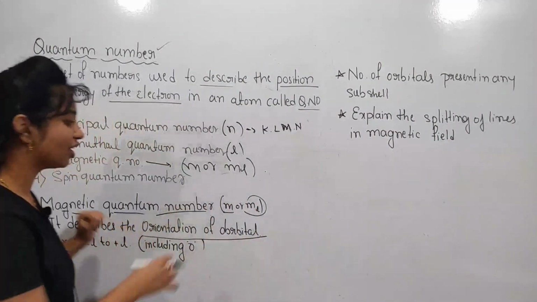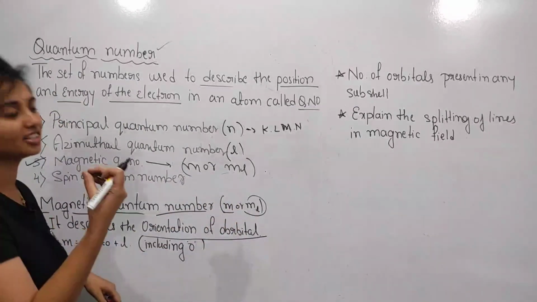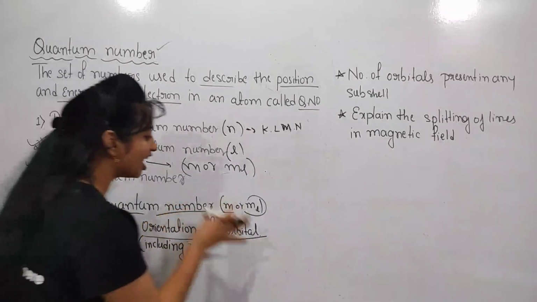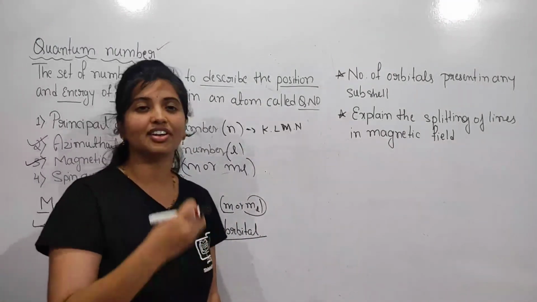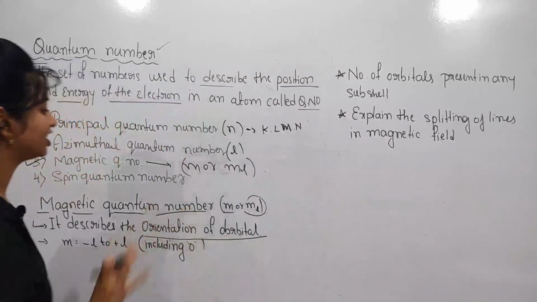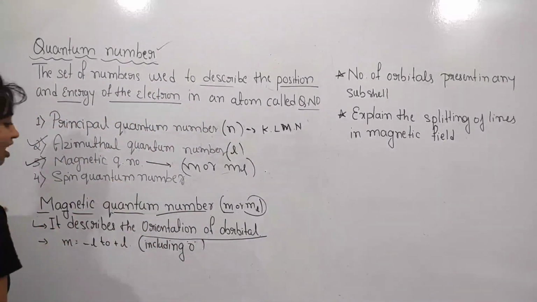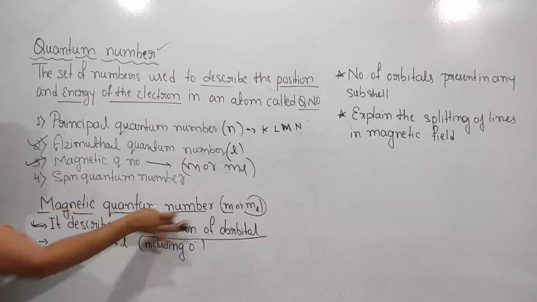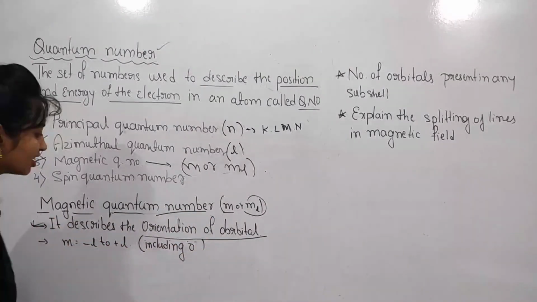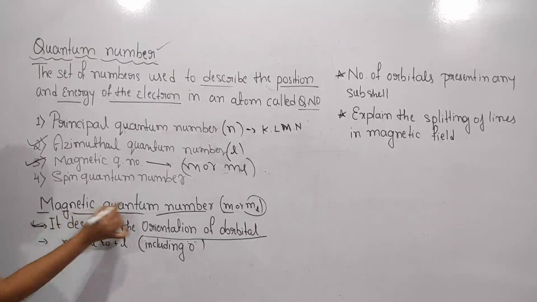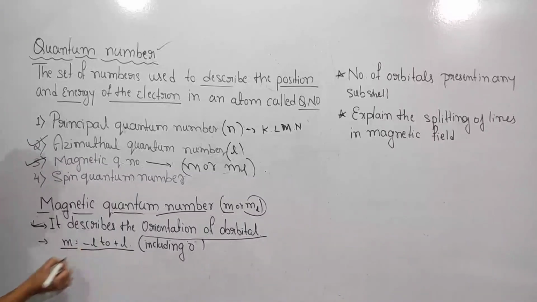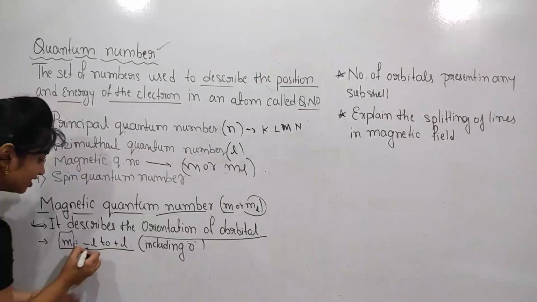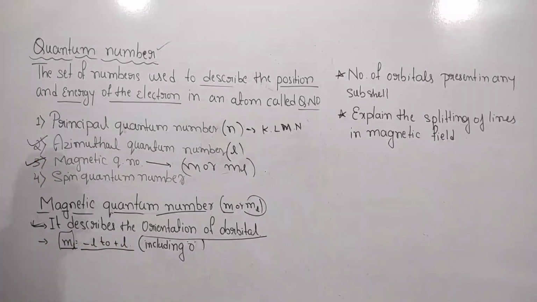I already told you the orbitals have different sizes and different shapes in nature, so they also have different orientations. Our electron revolves around the nucleus in different orientations in that orbital. So how does it explain the orientation of the orbitals? See here, the magnetic quantum number ml has values from minus l to plus l.